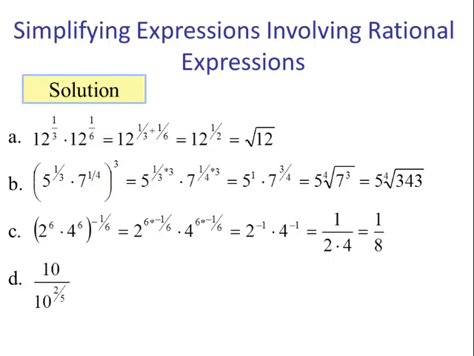D, we have 10 divided by 10 raised to the 2/5 power. The bases are 10, so we're dividing, we subtract the exponents. So if you don't see an exponent, it's understood to be a 1, so we have 1 minus 2/5. Getting a common denominator of 5, we have 5/5 minus 2/5, and that gives us 10 to the 3/5. So if you recall, the index is the denominator, 5. The power is the numerator. So we have the 5th root of 10 to the 3rd power, or 1,000.